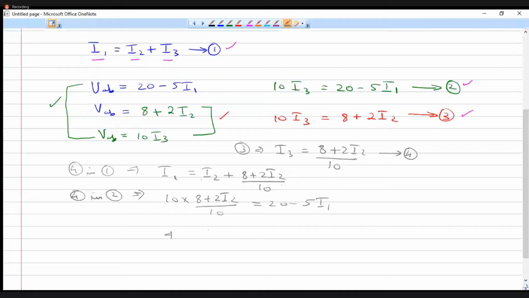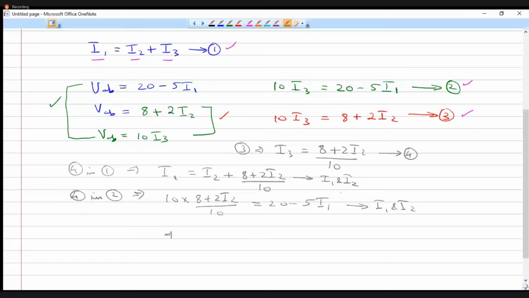Now, those who are not following: after substituting this, you will get this equation in I1 and I2. If you examine this equation, you can see that it is an equation in I1 and I2 alone. Similarly, this equation is also in I1 and I2. So we get two simultaneous equations in I1 and I2.